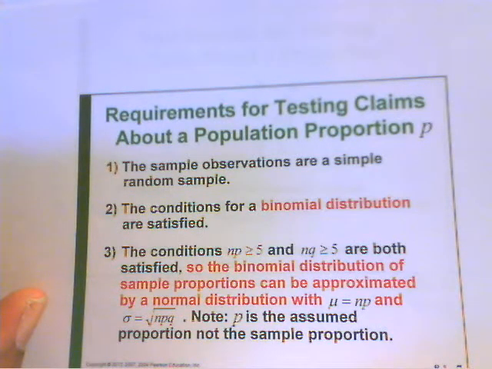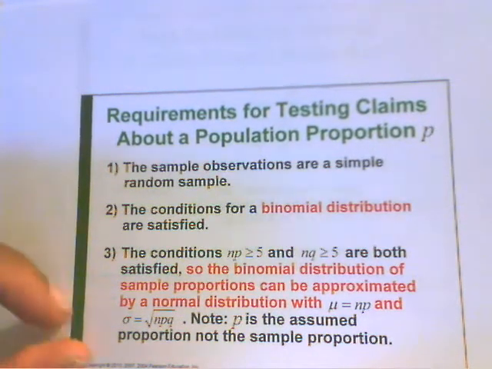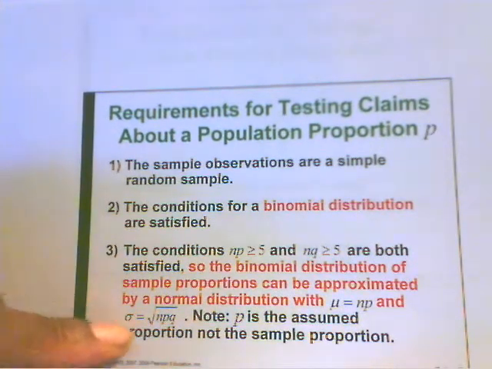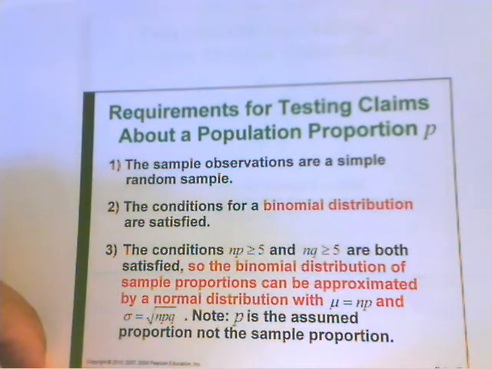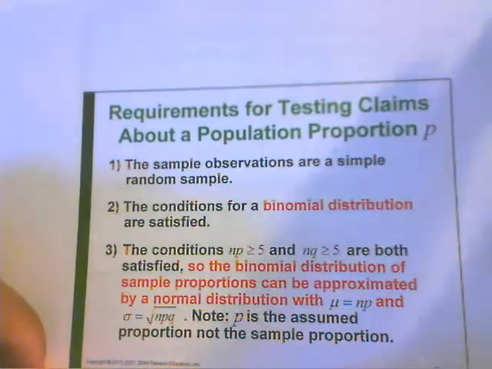And they both have to be satisfied, so the binomial distribution of the sample proportions can be approximated by a normal distribution where mu, which is your mean, is equal to N times P, and sigma, which is your standard deviation, is going to be the square root of N times P times Q. And note that P is the assumed population proportion and not the sample proportion, because the sample proportion is indicated by p hat.